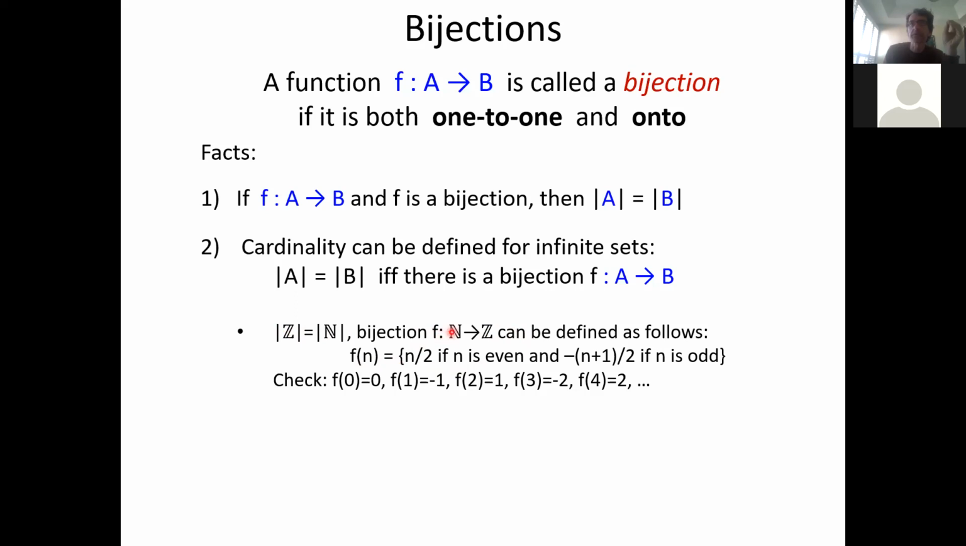I'm going to show you that there is a bijection between naturals and integers. Here is my bijection. It takes any natural number, 0, 1, 2, etc., and assigns to that number n half of it if it's an even number, or it takes n plus 1, halves it, and puts a minus sign if it's an odd number.